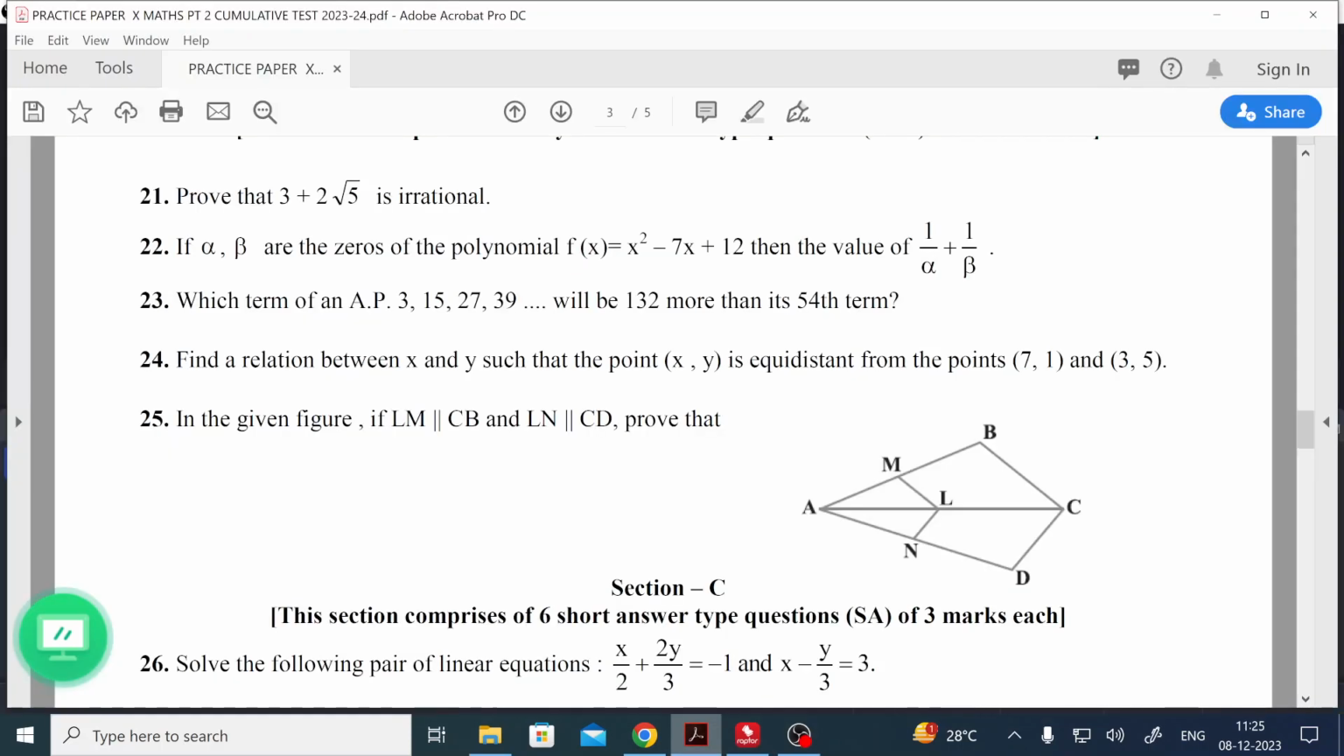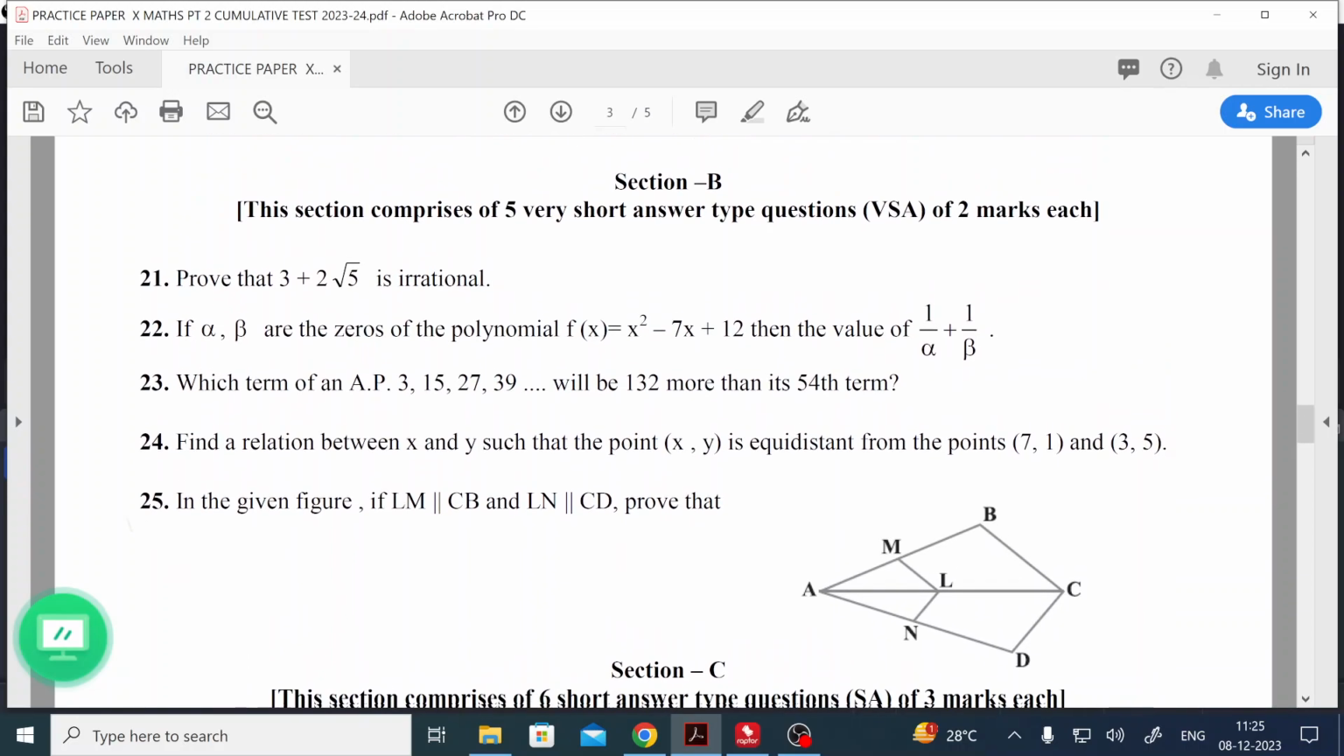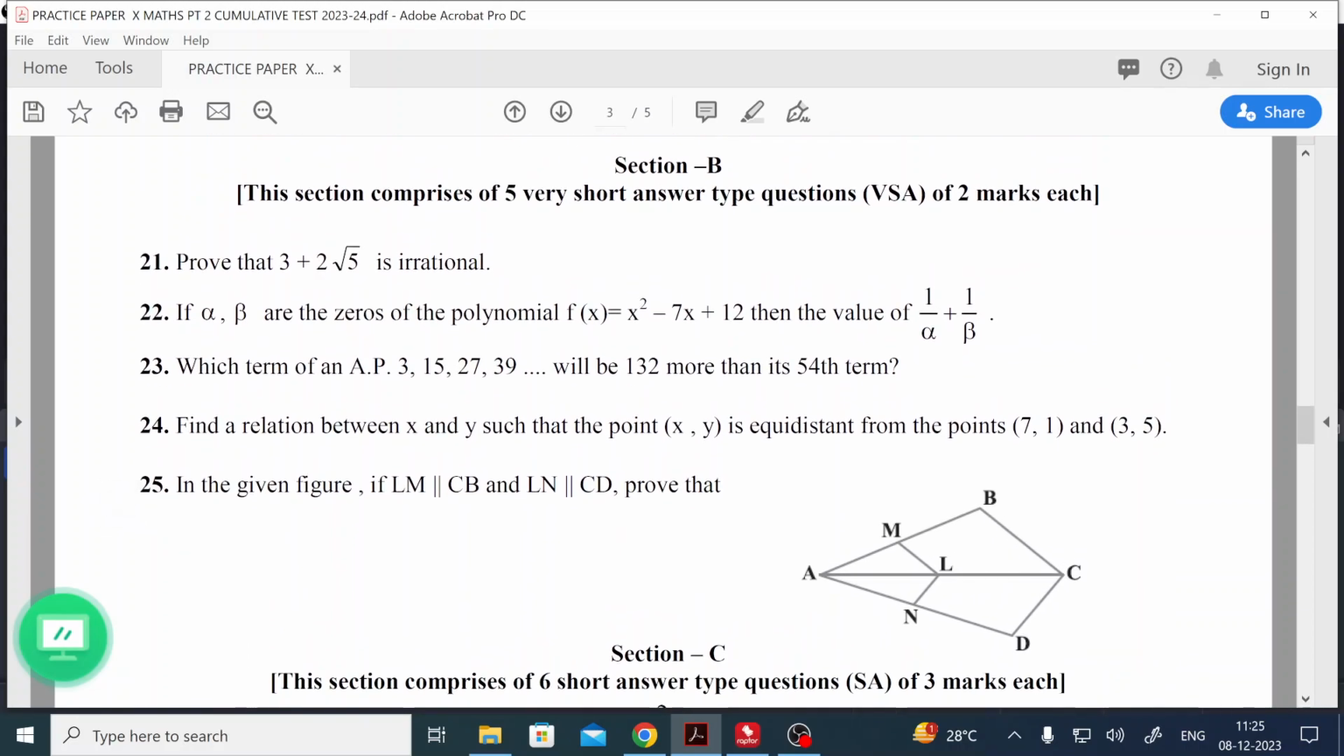Okay, guys, listen. Today we are going to see Section B. One of the questions is actually 2 marks alone. We are going to see, okay, right?